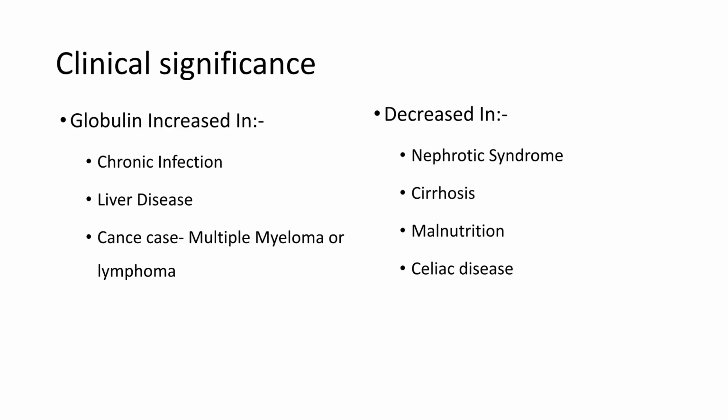Globulin may be increased in chronic infections, liver disease, or multiple myeloma or lymphoma. Conversely, decreased levels are seen in nephrotic syndrome, cirrhosis, malnutrition, and celiac disease.